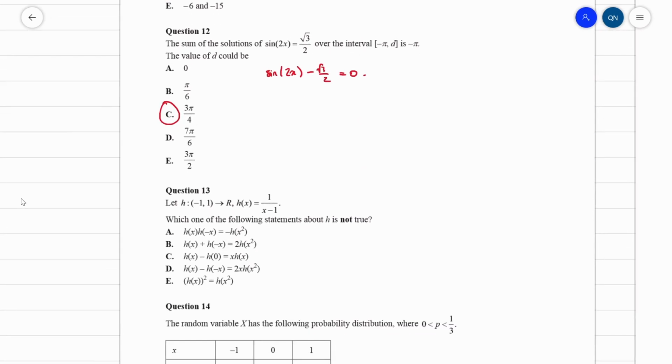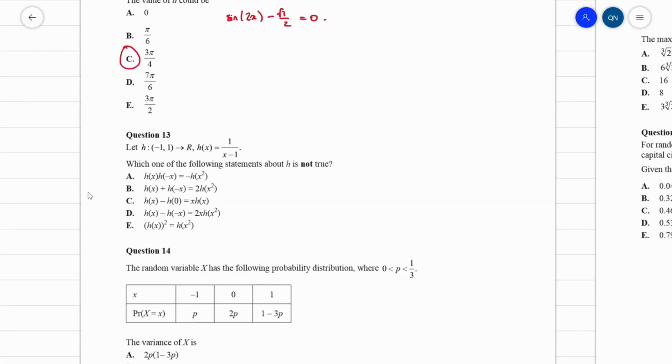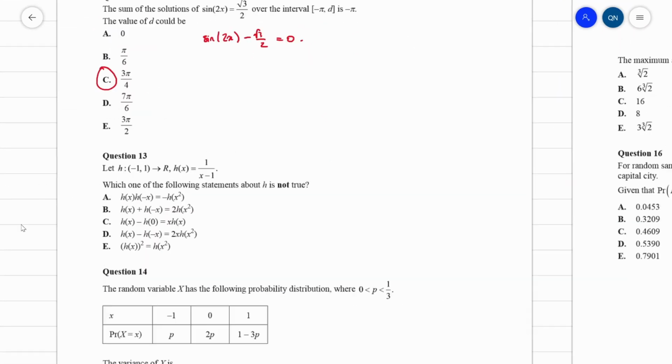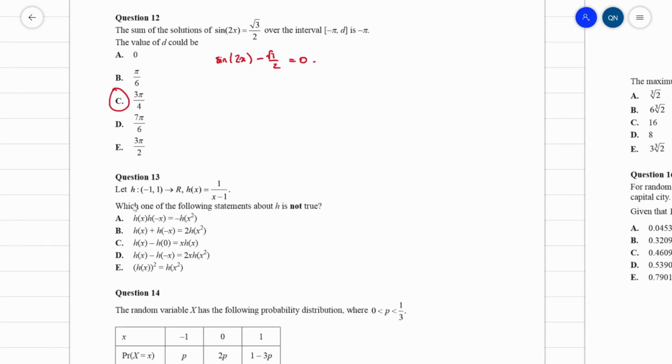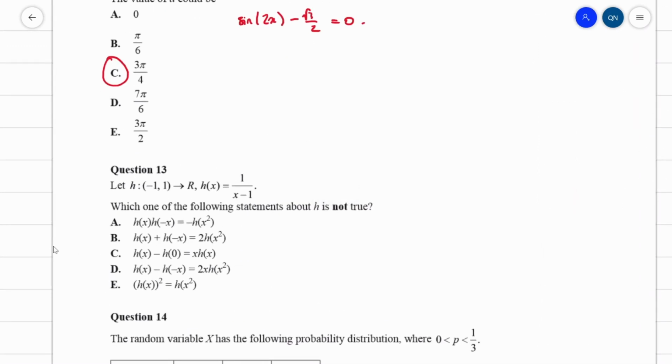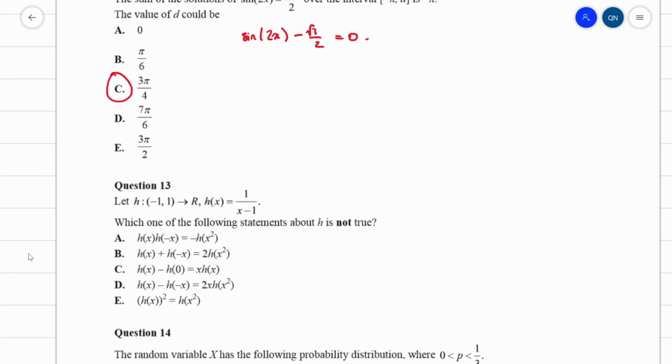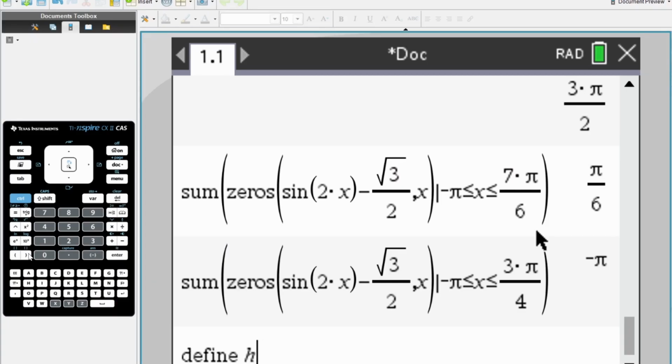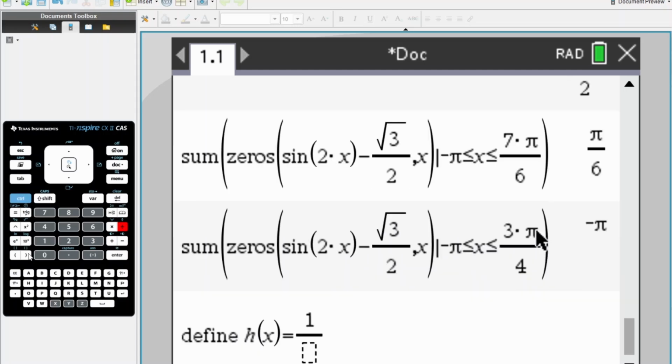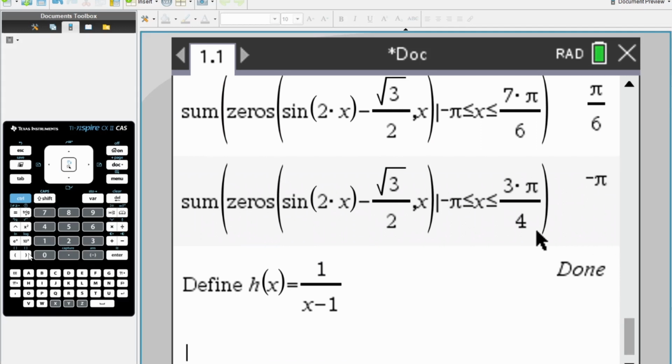All right. Question 13. This one's outside the study design, but we might as well go through it anyway. Which one of the following statements about h is not true? So what I'll do is define h of x to be equal to 1 over x minus 1, I believe. And we'll just run through all of these and type them in, I guess.